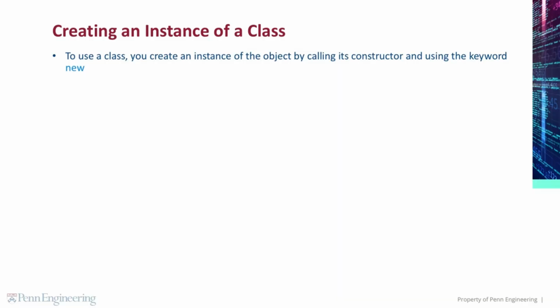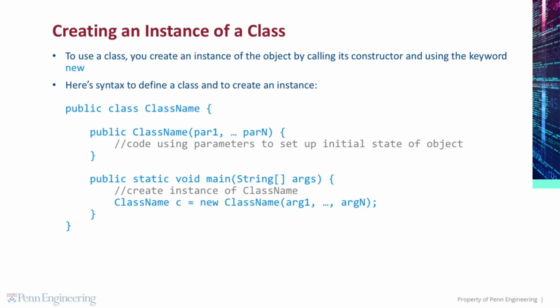To use a class, you create an instance of the object by calling its constructor and using the keyword new. Here's syntax to define a class and create an instance of that class. Notice we're starting in the main method, which is the entry point to our program. We create a new instance of the class className by using the new keyword and storing the instance of the class in a variable C.